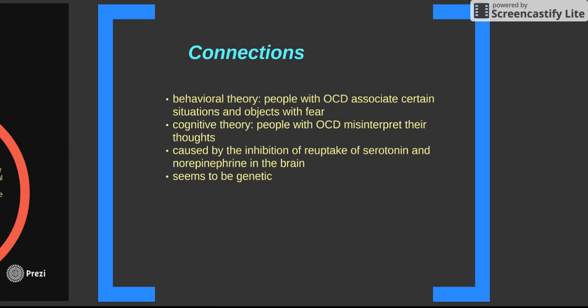During our research, we found several connections we could make to the textbook. OCD has several explanations by different perspectives of psychology, including behaviorist and cognitive, which we learned about in Chapter 1. The behavioral theory claims that OCD is caused when people associate certain situations or objects with fear, causing an obsessive or compulsive reaction to a trigger.